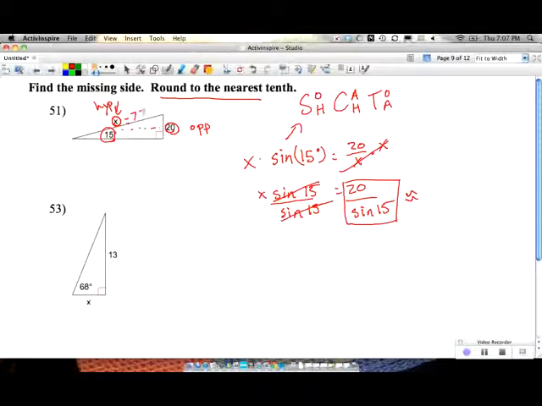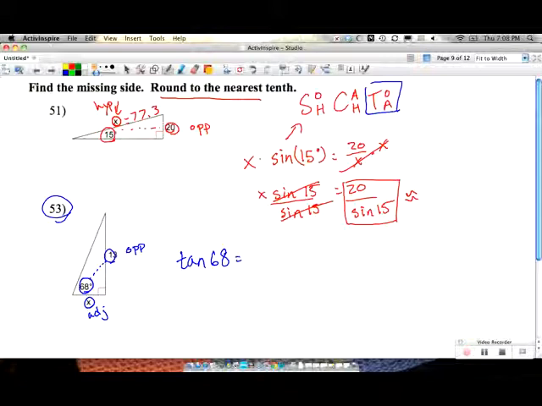Alright, let's take a look at 53. This one we'll do in blue. So we have this angle 68. This 13 is the opposite side, and this x here is the adjacent side. So looking back at my relationships, I have tangent. Tangent is the blue one that we're going to do. So tangent of 68 degrees is equal to the opposite, which is 13, over the adjacent, which is x.